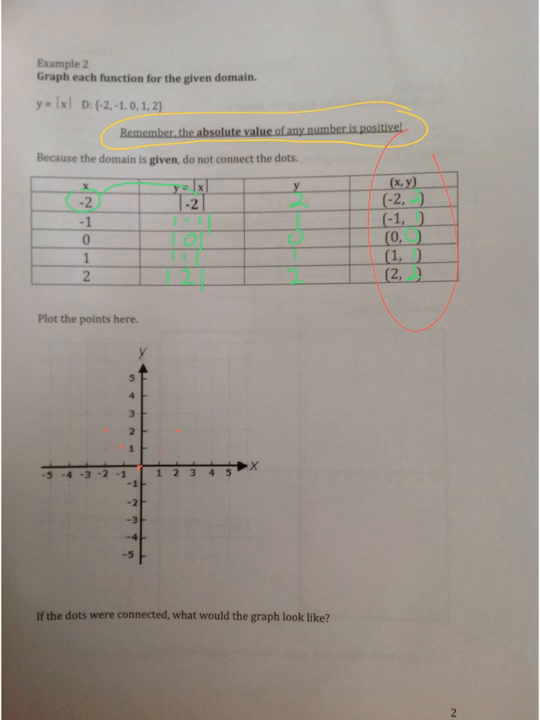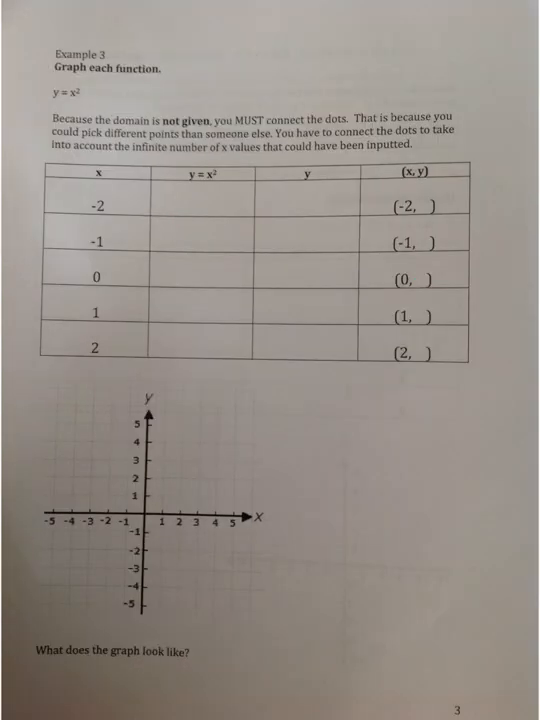So if your dots were connected, what would the graph look like? It just looks like a V. Absolute value graphs make a V shape. They can be up or down depending on the sign. Now in this graph, it says y equals x squared. So you'll notice that there is no domain that's given. And because it's not given, you must connect the dots.